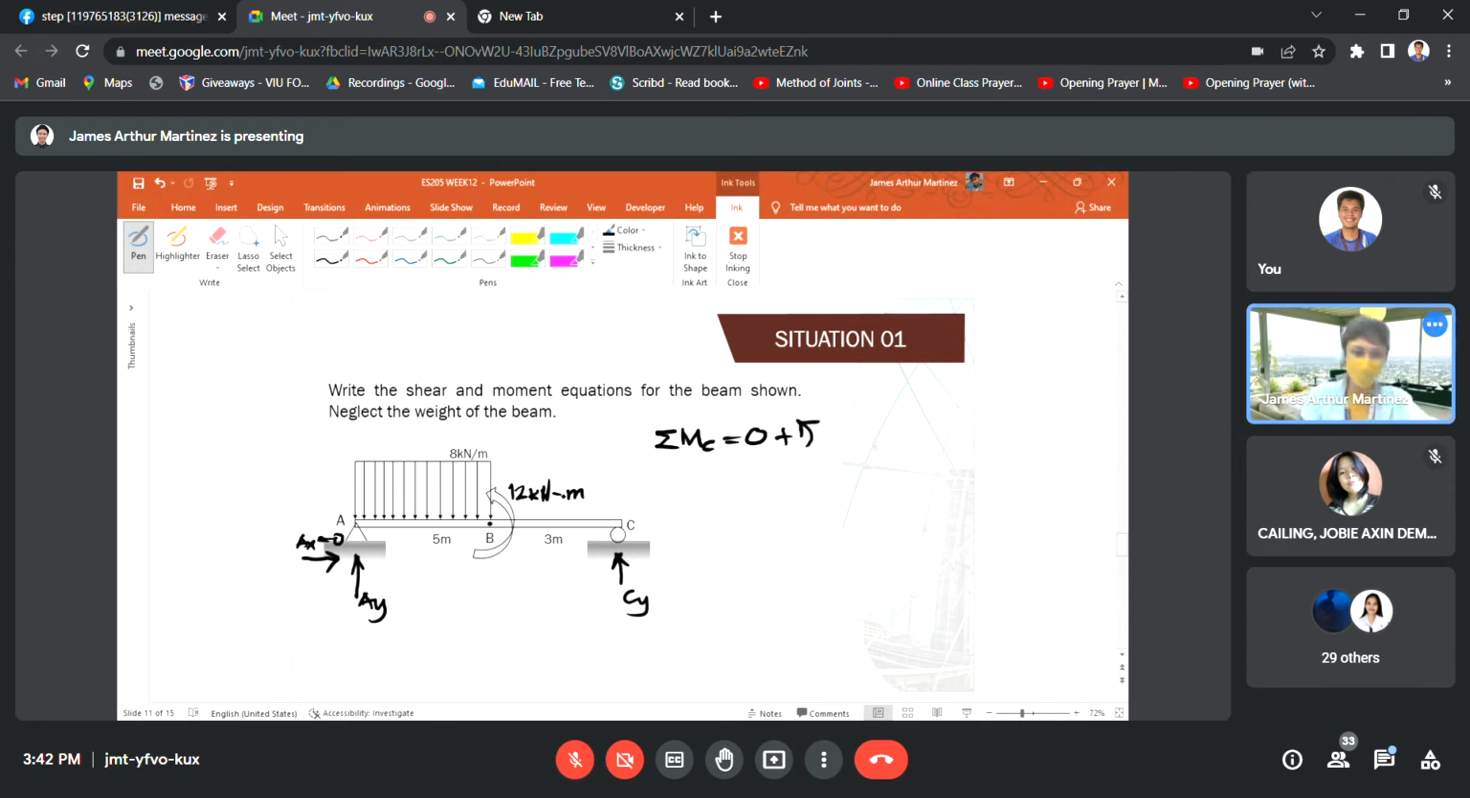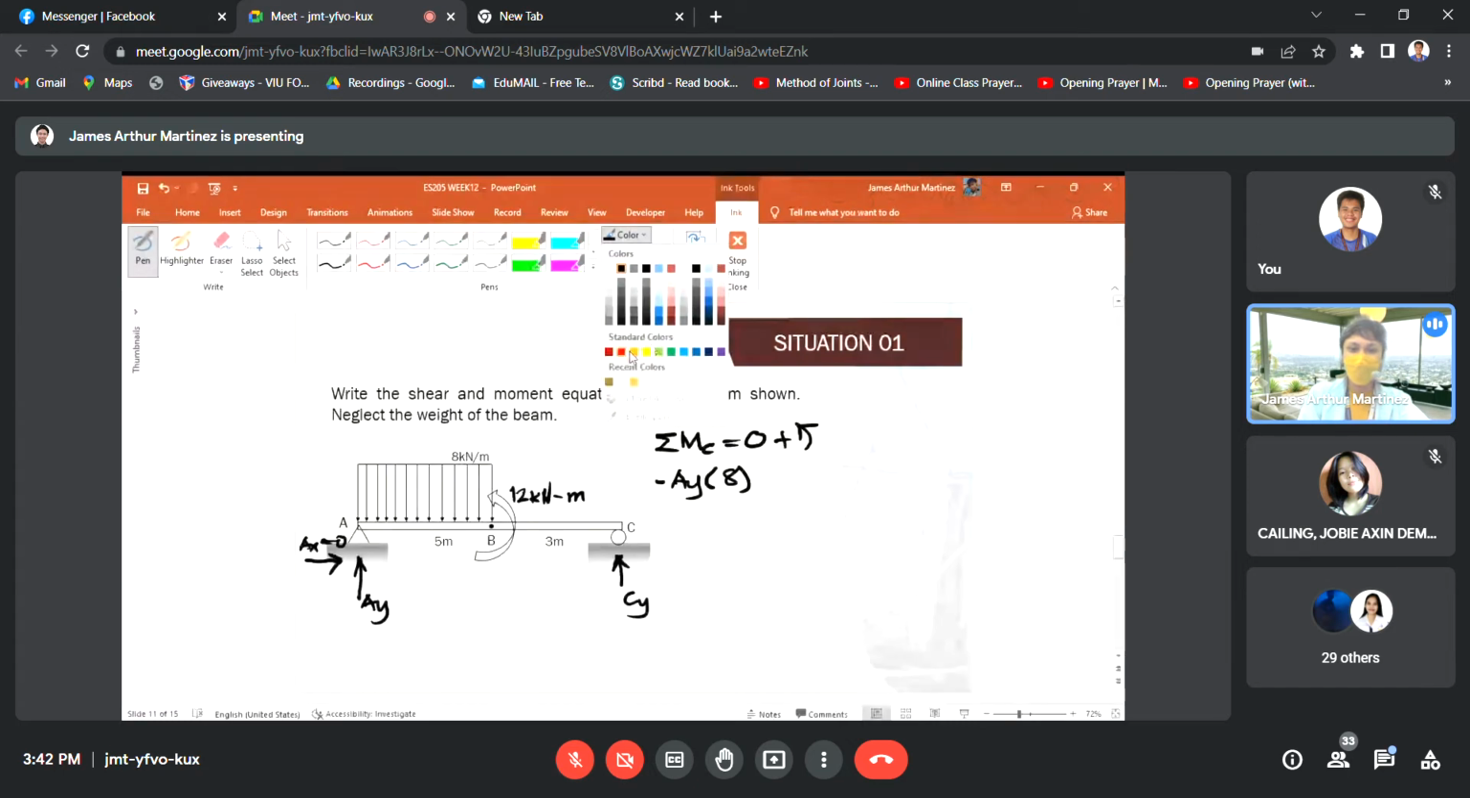We have here AY. AY will be causing clockwise rotation with respect to point C, meaning negative sign convention. AY times moment arm of 8 meters. Then, the distributed load.